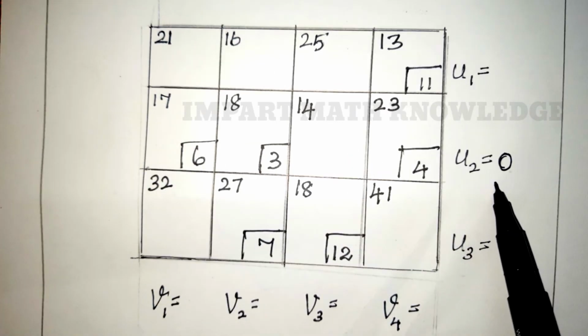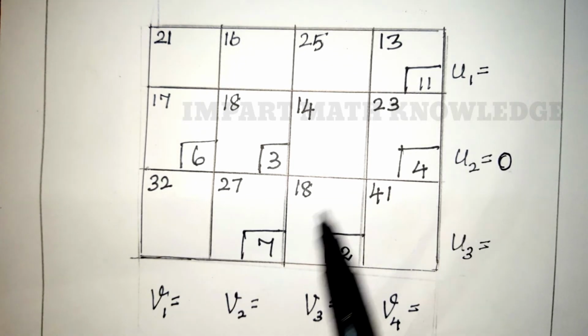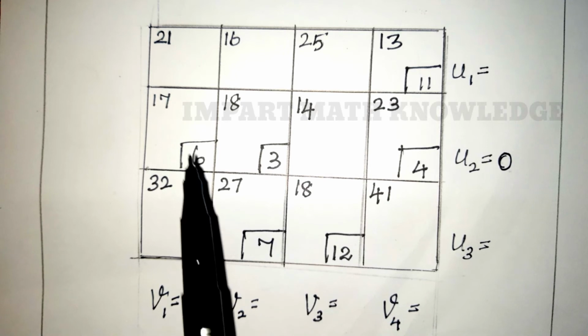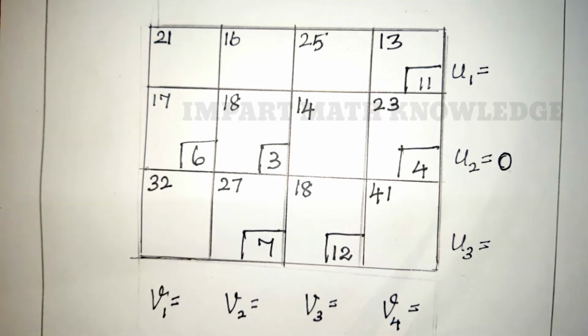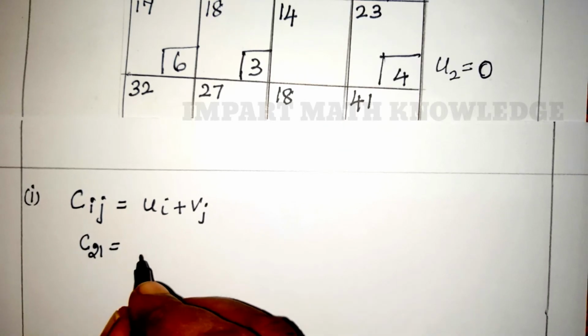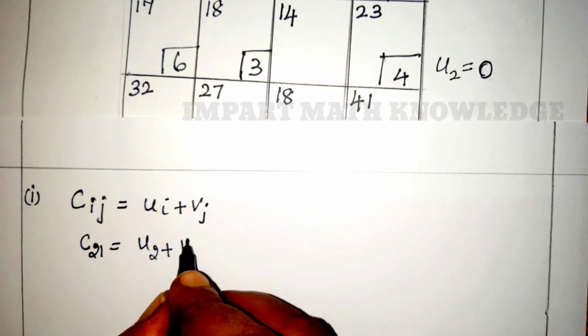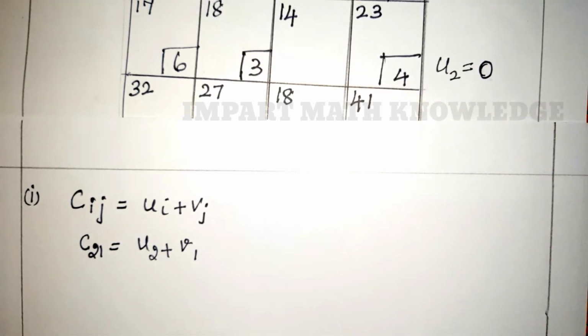Here U2 is equal to 0 and this is an allocated cell. So from these two values we can find V1. The cell number is C21, second row, first column. Let me write C21 is equal to U2 plus V1. C21 is the cost of this particular cell, 17.